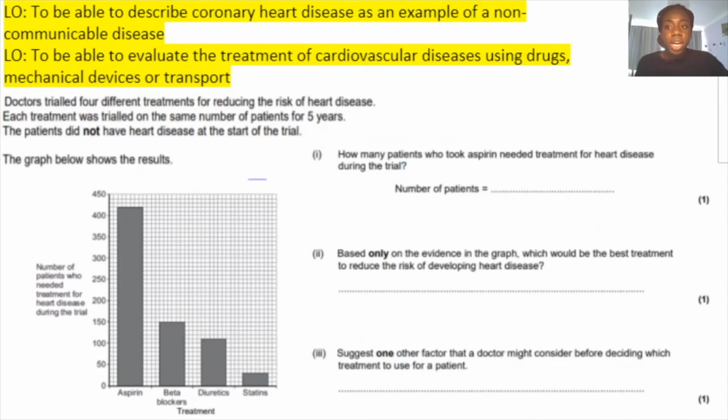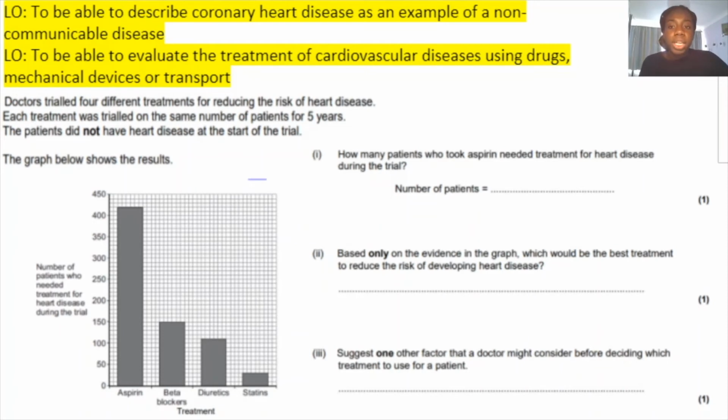So doctors trialled 4 different treatments for reducing the risk of heart disease. Each treatment was trialled on the same number of patients for 5 years. The patients did not have heart disease at the start of the trial. The graph below shows the results. So if we look at the graph in the question, on the x-axis we've got the names of 4 different drugs which were given during the trial, and then on the y-axis we have the number of patients who needed treatment for heart disease during the trial.